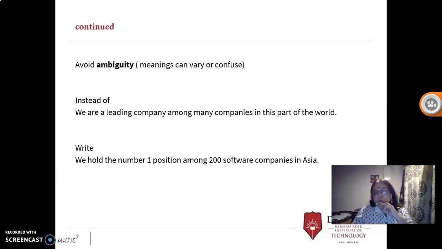To make your letters more clear, you should also be avoiding ambiguity. Now, what is ambiguity? Ambiguity is using words that can have several different meanings and connotations, or that can confuse the reader as to what the writer actually wants to indicate. So, let us take this example. "We are a leading company among many companies in this part of the world." Now, which company? What company? The better way would be, "We hold the number one position among 200 software companies in Asia." When you say leading company, it can confuse your reader, who may be wondering where you actually stand. Like suppose you say, "I'm a topper in the class," but when you give your precise pointer, we come to know where you stand. So there is less confusion and there are fewer doubts here. We have to follow this when we are writing our letters.